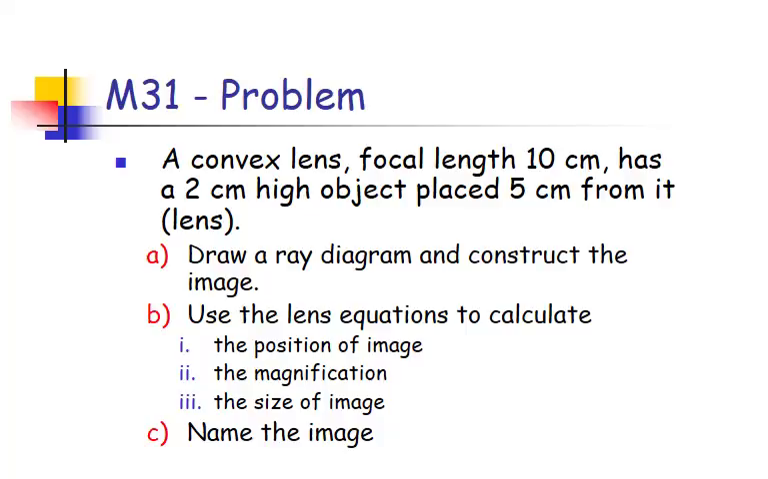All right, so on this one, we have a convex lens, focal length of 10 centimeters, and yeah, we can try this one here. And so I'll let you, and this will be on M31. You can draw on this one, calculate and name. So yeah, go ahead and pause the clip and give this a try. And when you're ready to check, you can hit play to continue.